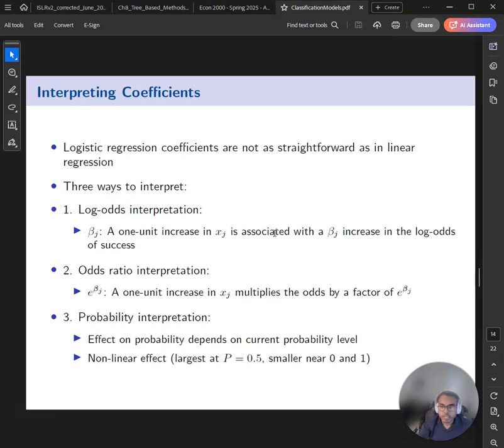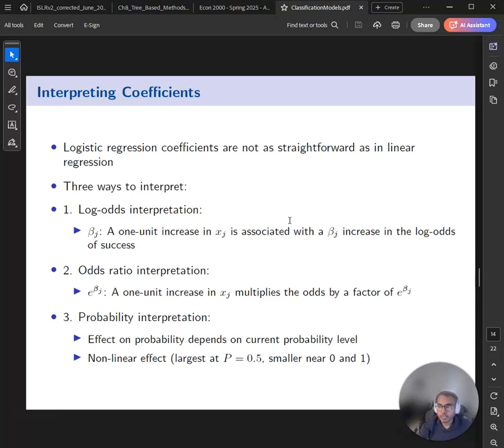There are three main ways we can interpret coefficients. First is the log odds interpretation. If we have a coefficient beta1 for variable x1, we can say that a 1 unit increase in x1 is associated with a beta1 increase in the log odds of success. But to be honest, log odds is not very intuitive, which is why we often use our second approach, which is the odds ratio.